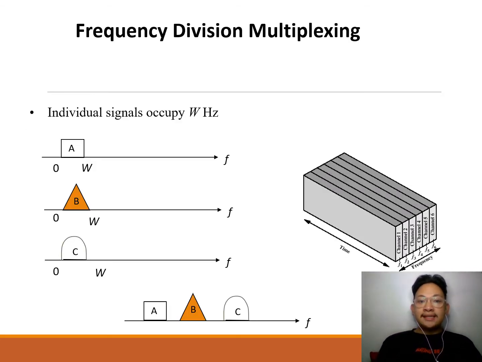Let us continue with how frequency division multiplexing works. The transmission channel bandwidth is divided into a number of frequency slots. As you can see from the image, these are divided into 6 channels: Channel 1, Channel 2, Channel 3, Channel 4, Channel 5, and Channel 6. They are labeled F1 to F6. Each of the slots can accommodate the signal of an individual connection. The multiplexer assigns a frequency slot to each connection and uses modulation to place the signal of the connection in the appropriate slot. Each individual signal occupies W hertz. As you can see from the diagram below, A, B, and C range from 0 to W hertz.